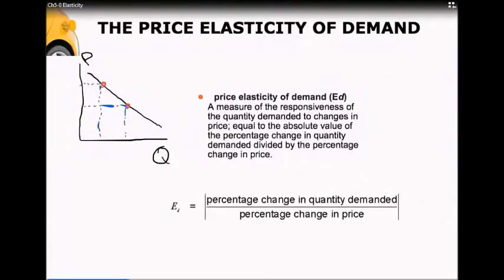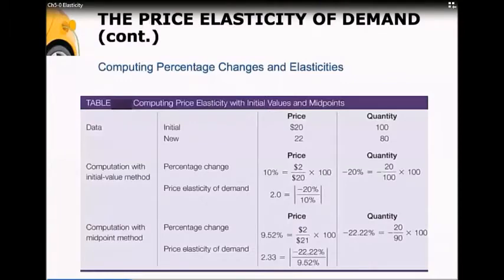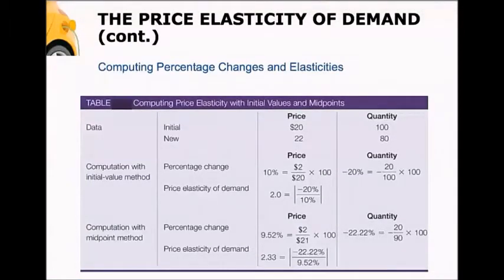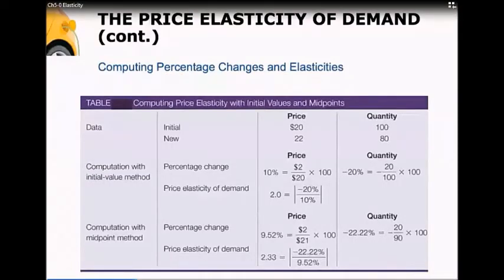Now let's see what we do with that. In this table we can see a couple of examples of how to calculate and compute the percentage change in price elasticities. So suppose we had the data that our initial point on a demand curve had a price of 20 and a quantity of 100. And the new point, the one we've moved to, has a price of 22 and a quantity of 80.